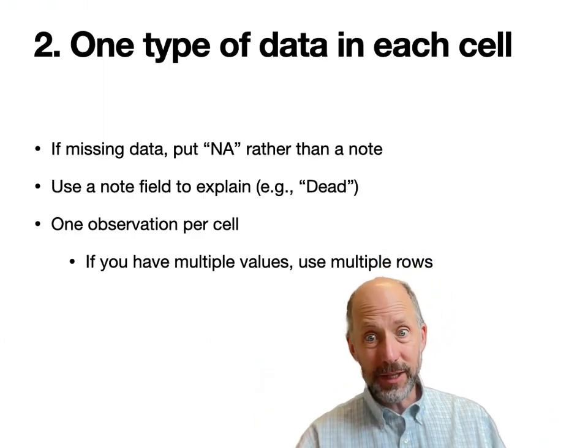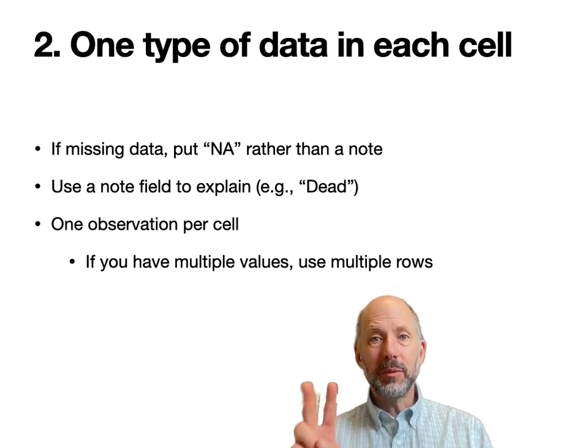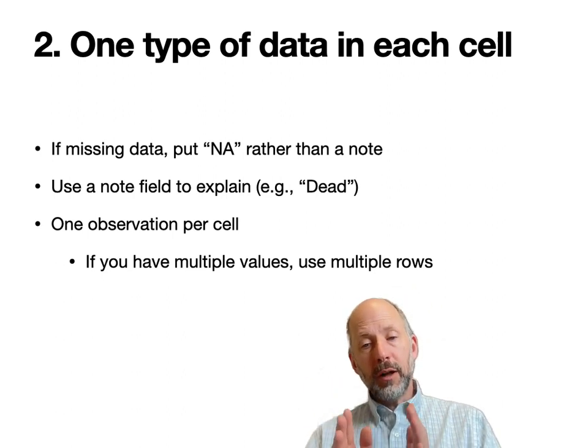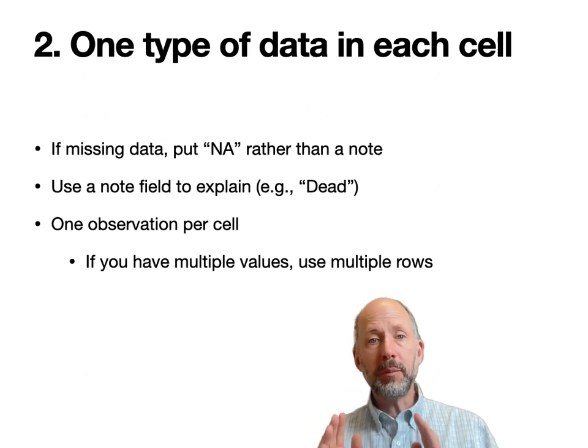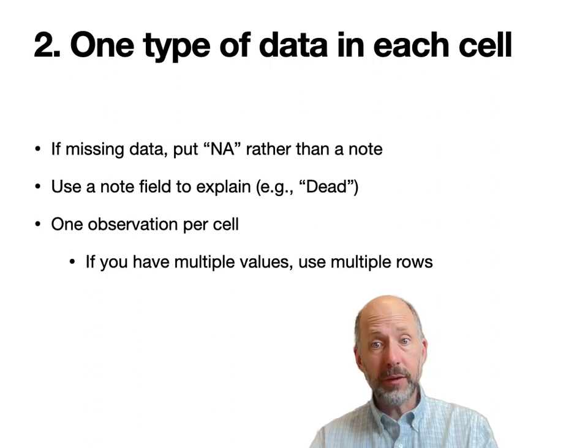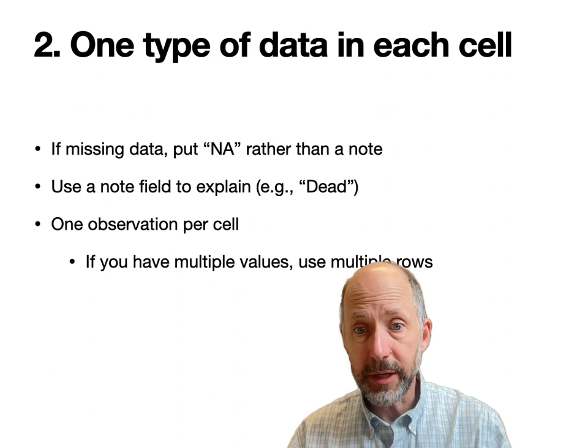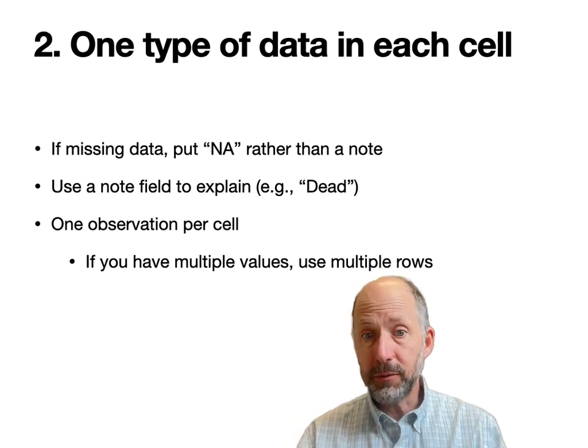So once you have a data sheet, what are the other principles? Number 2, every cell or every column of data should have only one type of data, which means if it's recording heights, they should all be heights. If it's recording diameters, they should all be diameters. You shouldn't be mixing up different things.